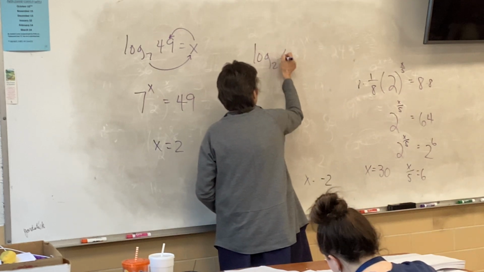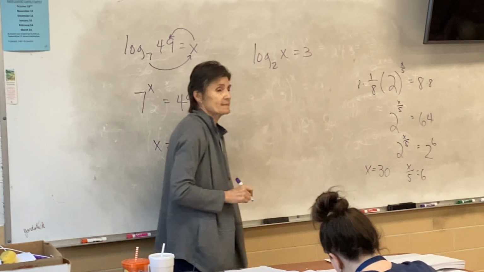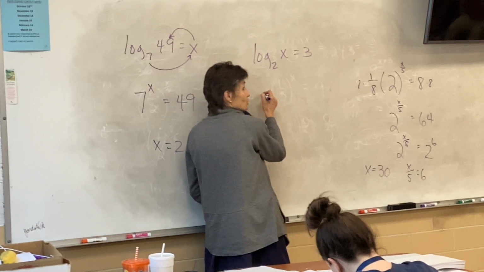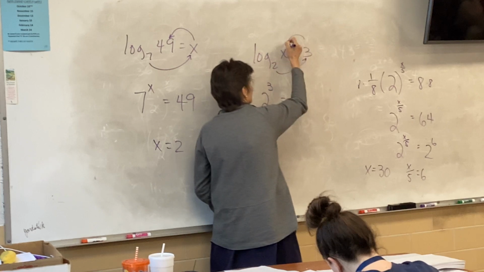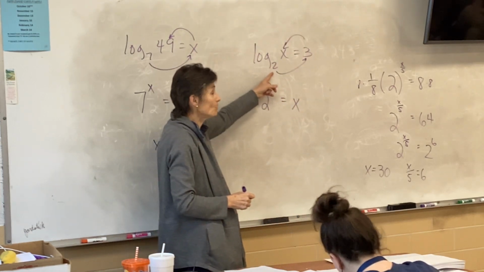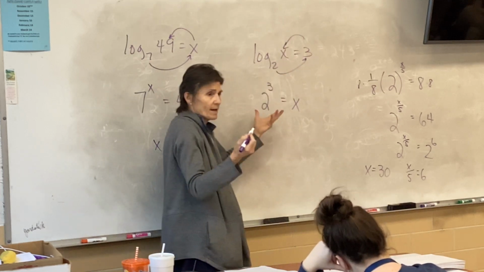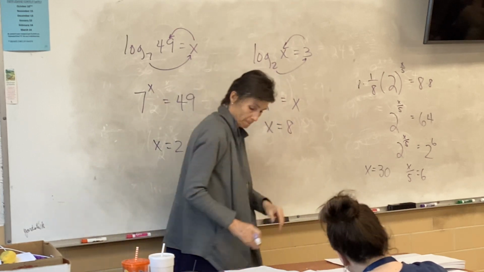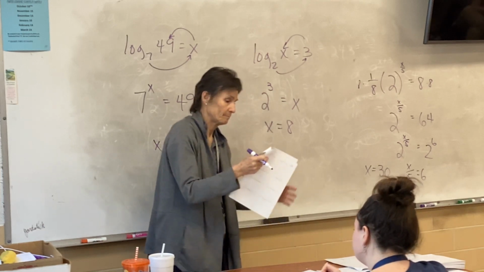Log base 2 of x equals 3. Can you solve that one? What's that one say? Well, it says 2 to the third equals x. Always start with the base. 2 to the third equals x. So what's x? 8. Easy peasy.